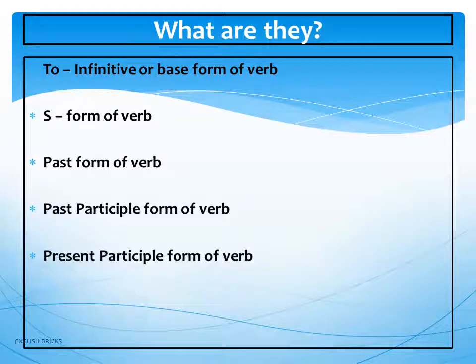So shall we see what these 5 forms of the verb conjugation are. The first one is the to infinitive or the base form. Simply you can say the base form. Then we have the S form, the verb ends with S, and then we have the past form of the verb. We have the past participle form of the verb, and we also have the present participle form of the verb. But what are they? We shall learn about it in just a minute.